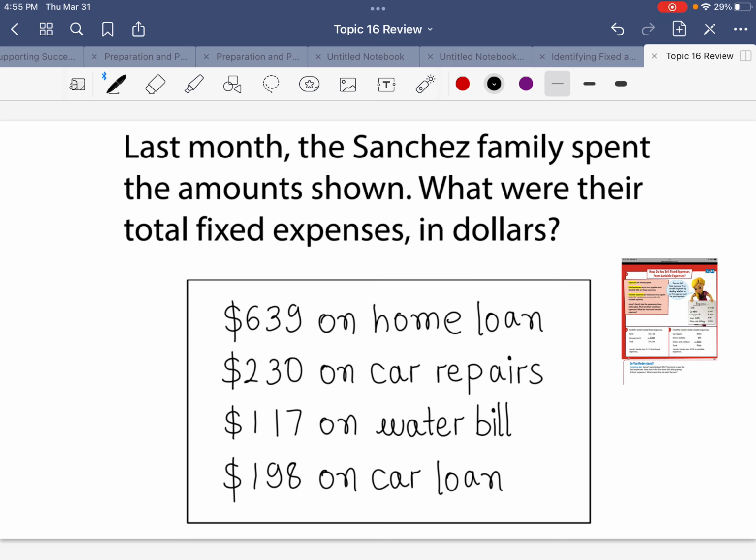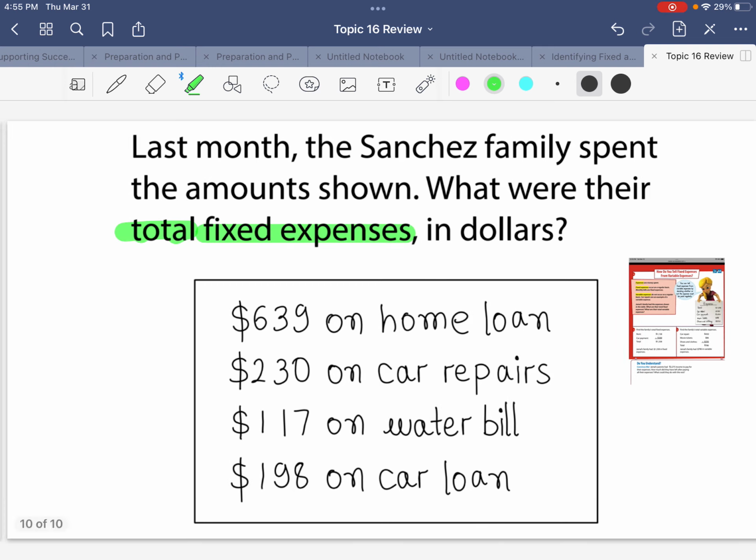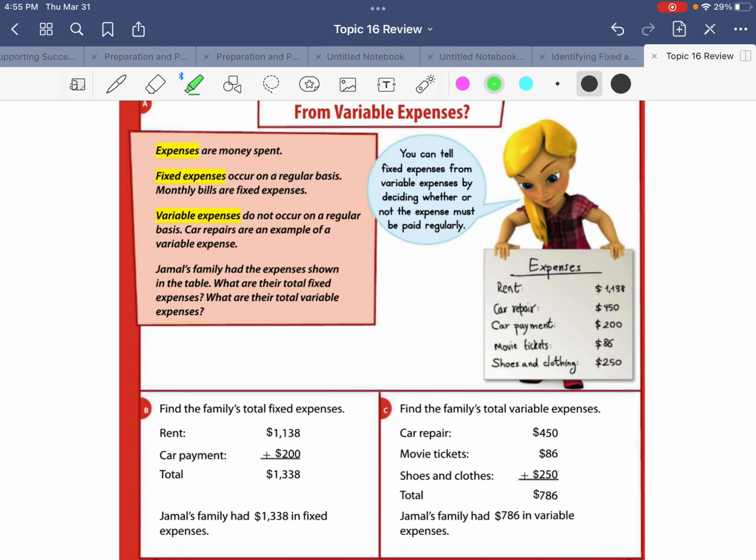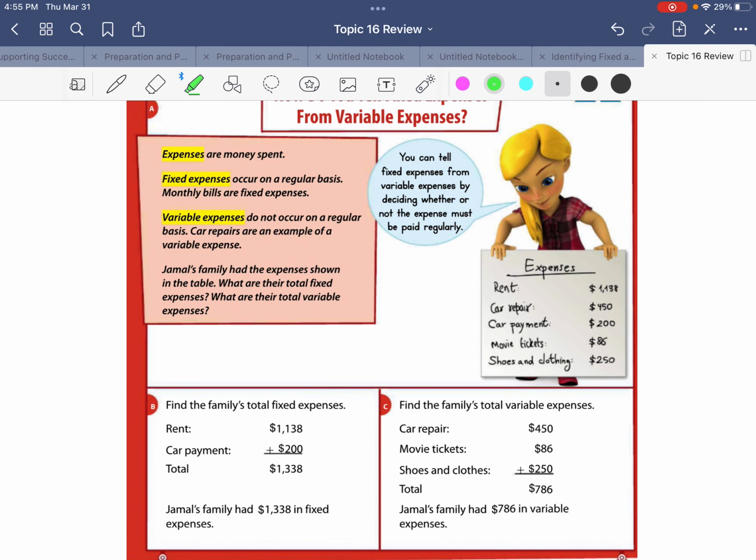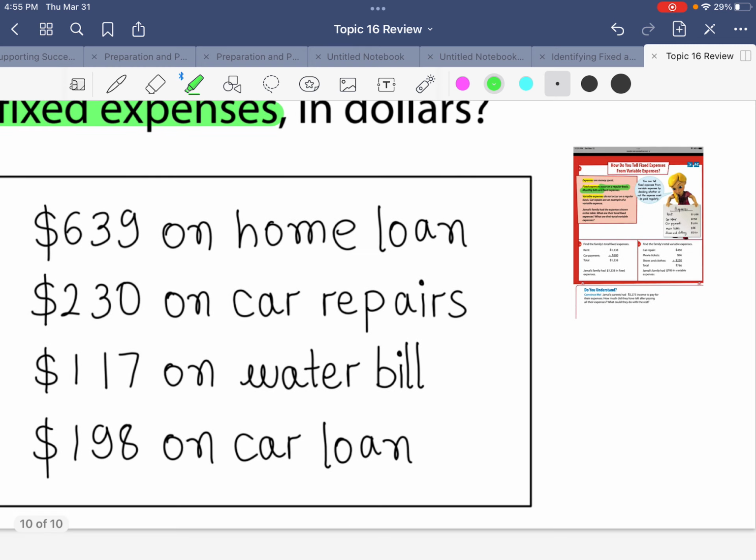It says, last month, the Sanchez family spent the amount shown. What were their total fixed expenses in dollars? So, my keywords are total and fixed expenses. So, let's look what are fixed expenses again. Fixed expenses occur on a regular basis. For example, monthly bills.